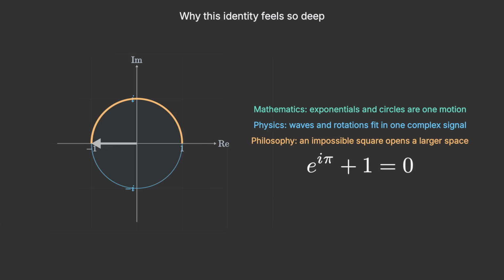Mathematically, it says that exponentials and circles are the same motion seen in two languages. Physically, it says that oscillations, waves, and rotations can be compressed into one complex exponential. Philosophically, it shows how contradiction becomes structure. The impossible square root of -1 opens a plane, the plane opens rotation, and half a rotation turns 1 into -1. Then one more step closes everything into 0.